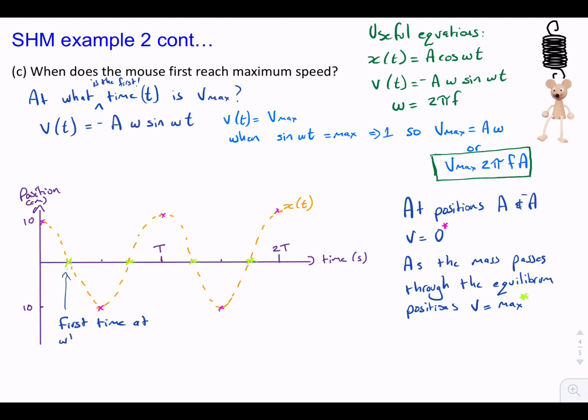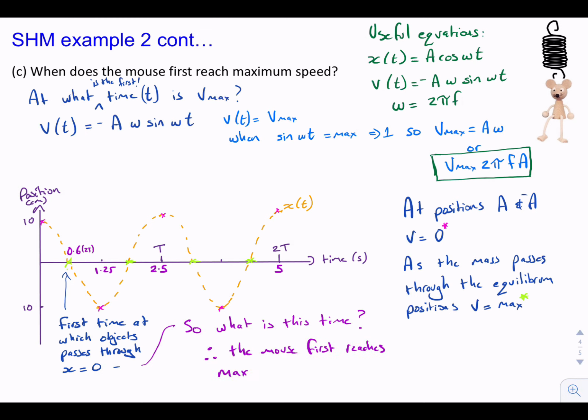So this is the first position where the object passes through equilibrium, or x equals 0. We know that our period is 2.5 seconds, so therefore this time here must equal 0.6 seconds. Therefore, the mouse first reaches maximum speed at t equals 0.6 seconds.